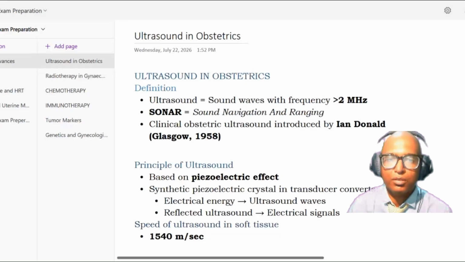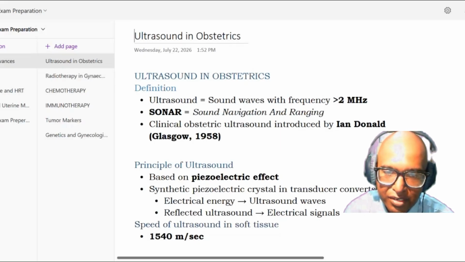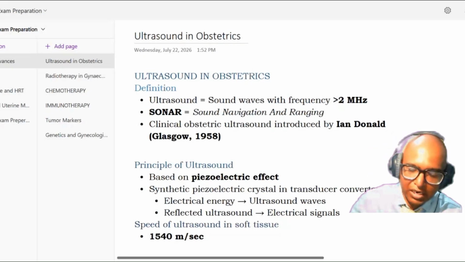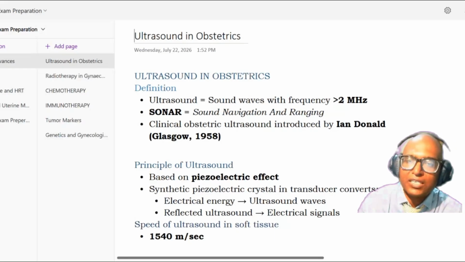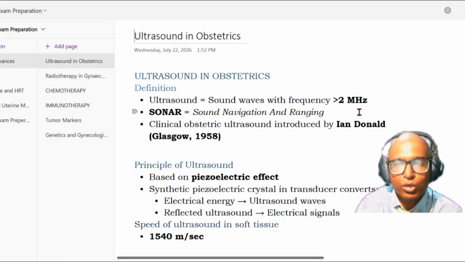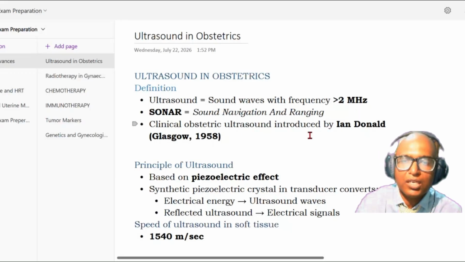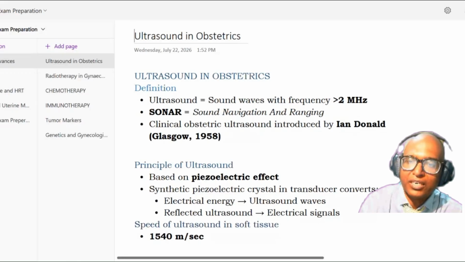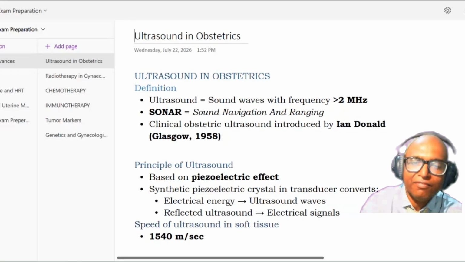So today we'll discuss about ultrasound in obstetrics. So what exactly the ultrasound is? The ultrasound uses sound waves with frequency more than 2 megahertz. What is sonar? Sonar is sound navigation and ranging. Clinical obstetric ultrasound was introduced by Ian Donald from Glasgow in 1958.